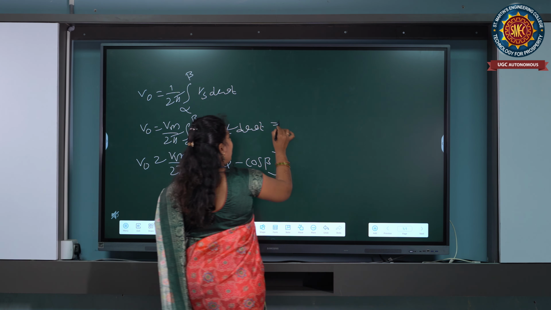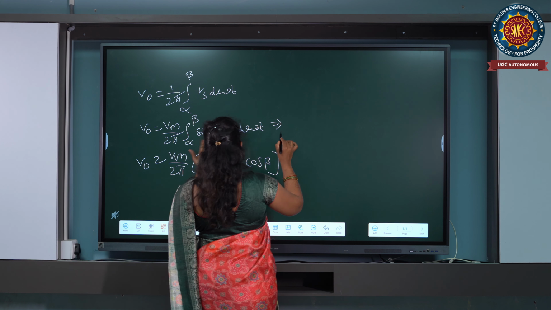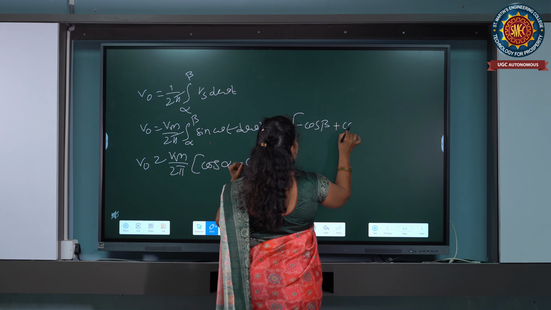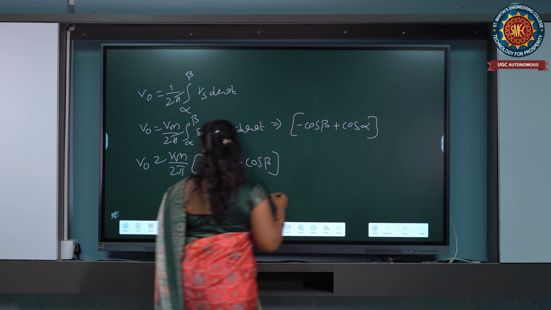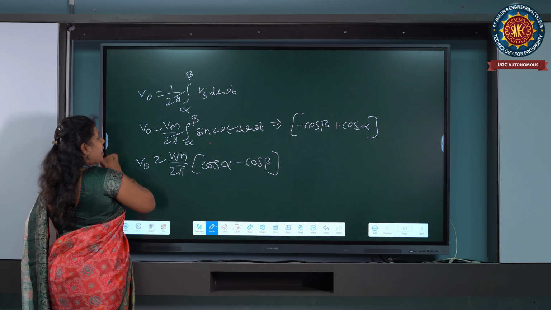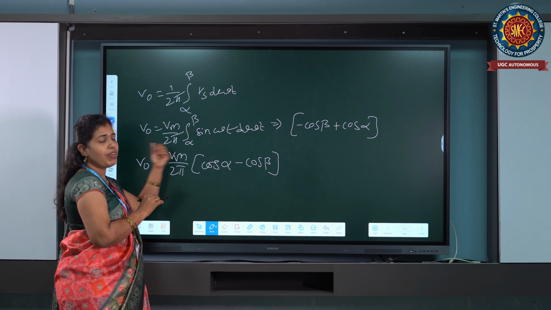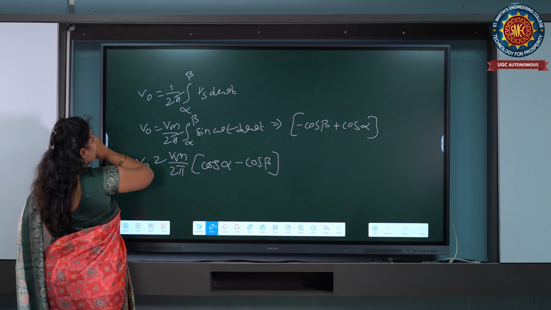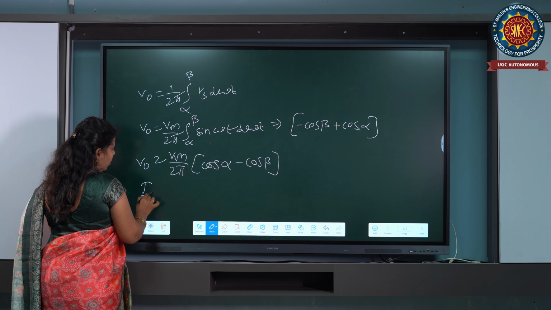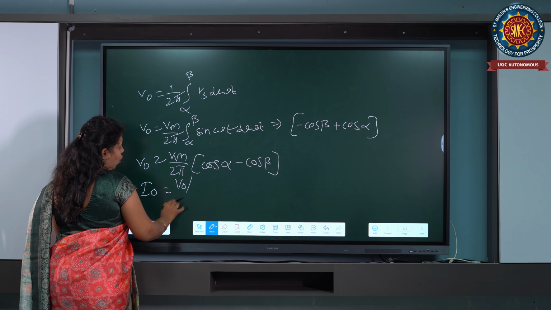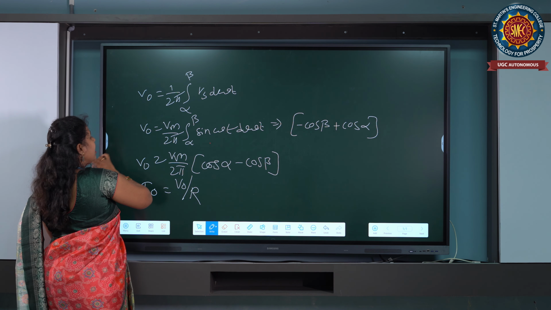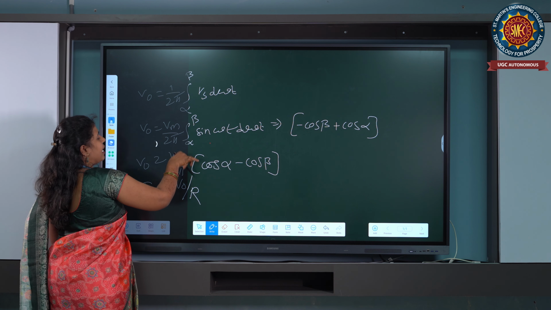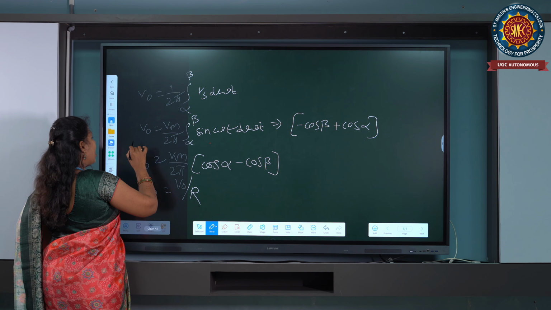So how do we get this? Here it is minus cos omega t, then by substituting, cos beta with minus into minus becomes plus, and cos alpha. This is the output voltage we get for the single phase half wave controlled rectifier. Next, the output current is equal to V0 by R. By dividing the average output voltage by the resistor value, we get the average output current.